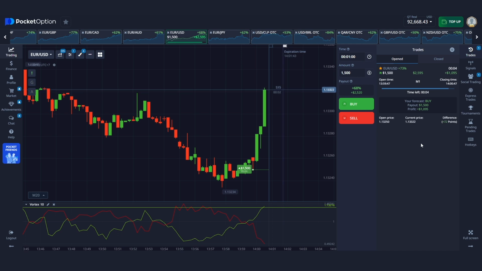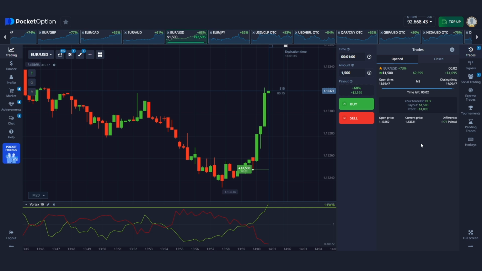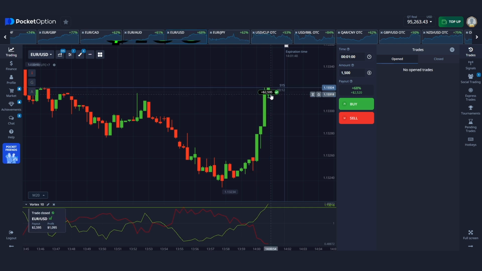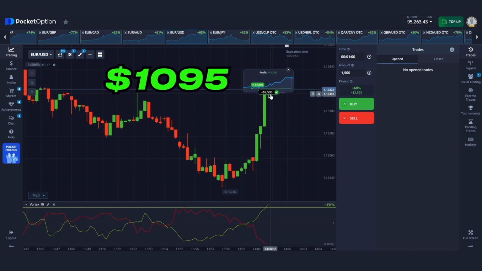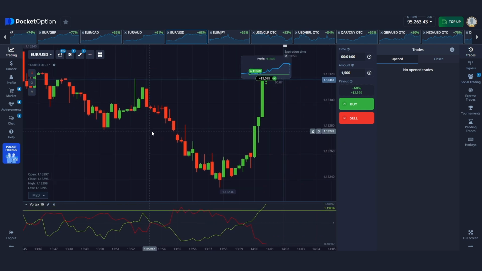As you can see, this indicator provides very confident entry points just on the simple crossing of lines, and this trade gives me a good profit. Well, let's now analyze which situations you should skip.